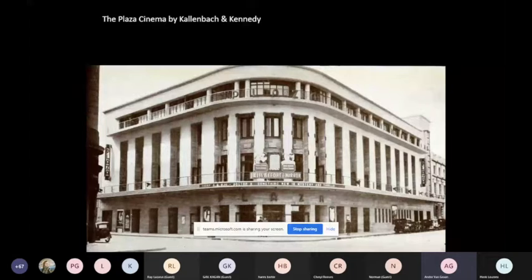So from the outside, when you look at it, you think, well, this is very much still the elements of a kind of classical language. It has a plinth, it has a central section which has certainly very much directed bays, but then it has the sort of curving, recognizes the corner very much, and then the sense of movement at the top. Kallenbach and Kennedy, of course, were a Johannesburg firm of architects.